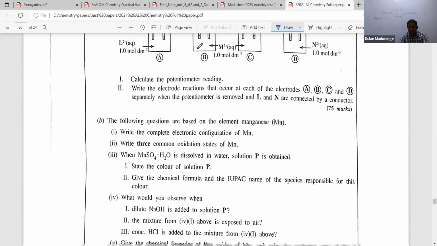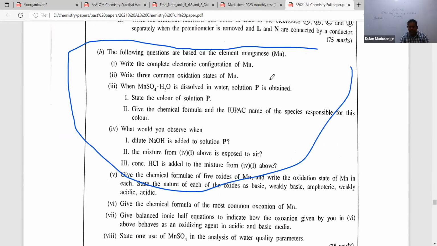Look at this part of question number 7. The following questions are based on the element manganese. Write the complete electronic configuration of manganese. Give the common oxidation states of manganese.